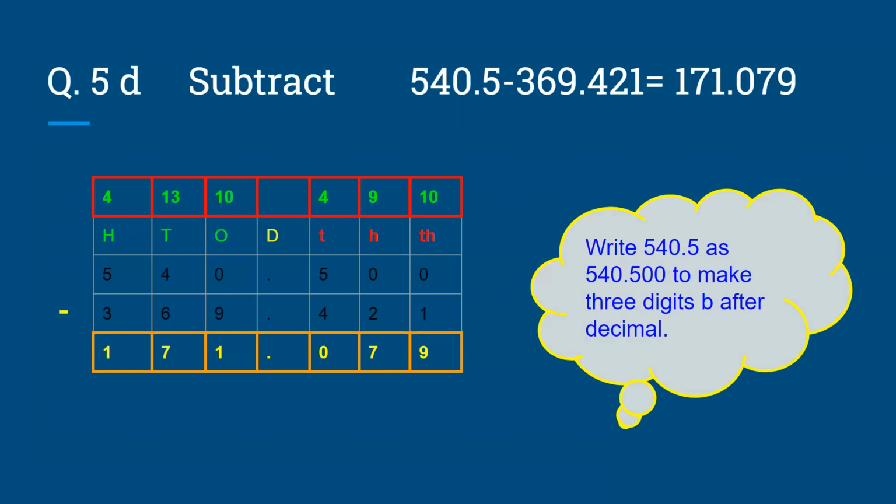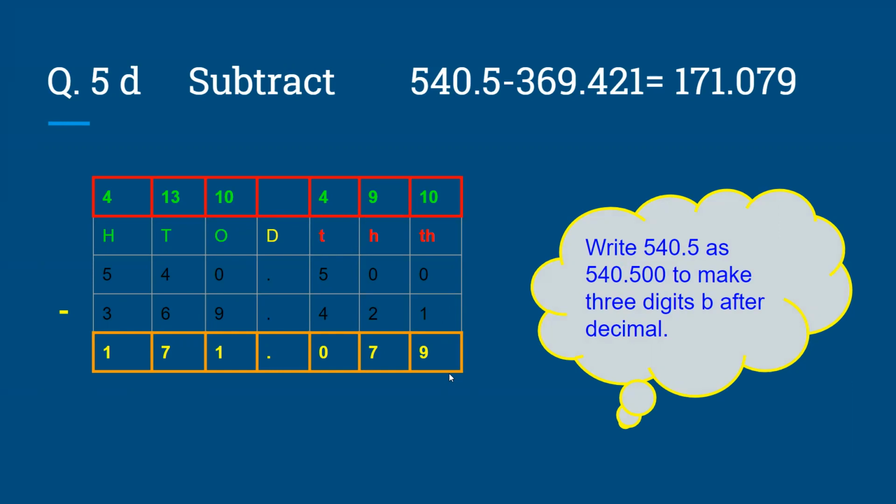4 will become 3. And from 3 we cannot subtract 6, so we will borrow from hundreds, and hundreds will become 4 and this 3 will become 13. 13 minus 6 equals 7 and 4 minus 3 equals 1. We are moving from right towards left. If the digit is smaller, we will borrow from the next number.